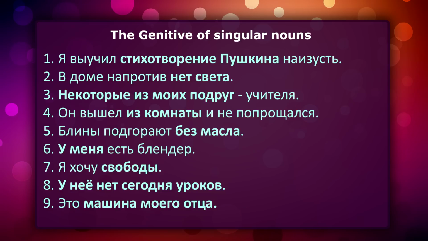Here notice that some of the sentences contain genitive forms not only of nouns but of pronouns or adjectives, like number 3, некоторые из моих подруг, учителя. Моих is also in genitive case. So the words connected with the noun in a particular case also should be in this case. But we will talk about that later.